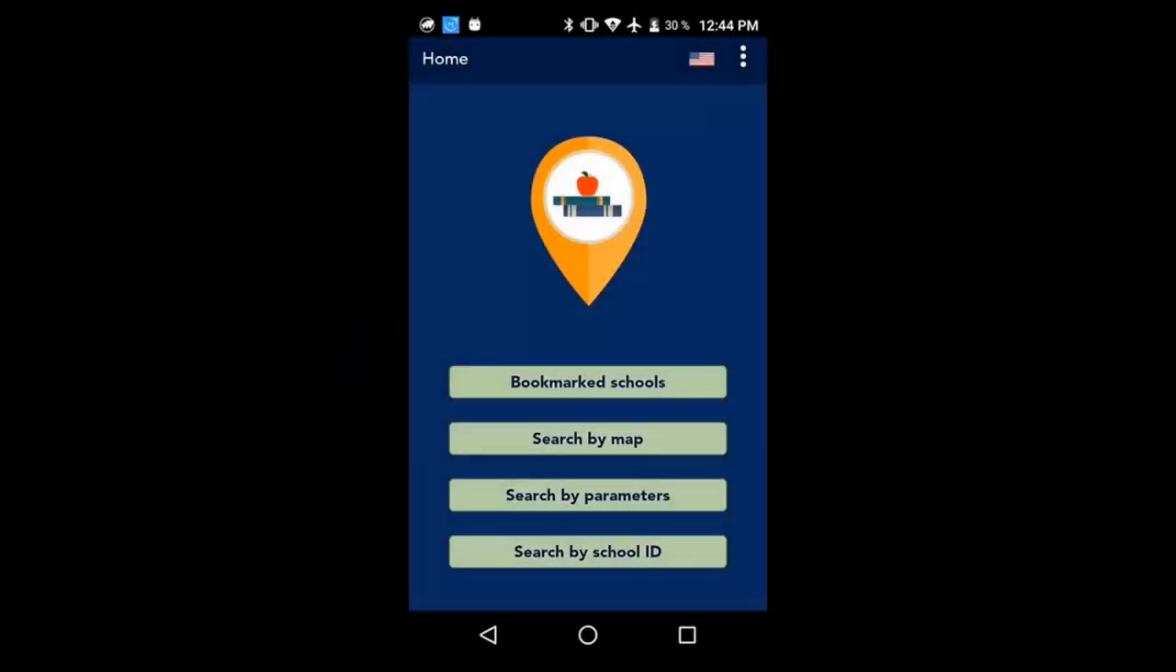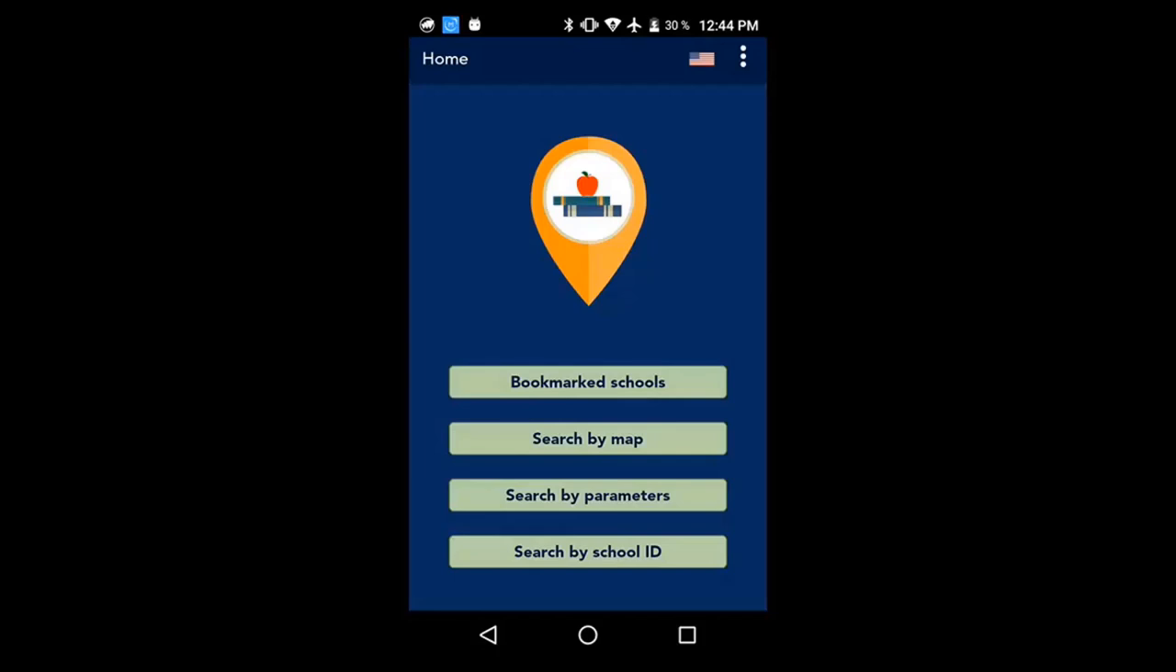The first app that we have, we call Escuel app. It's basically a way to carry the information of over 30,000 schools in Guatemala in your pocket. You can install it in your Android or iOS mobile device and carry it with you wherever you go.